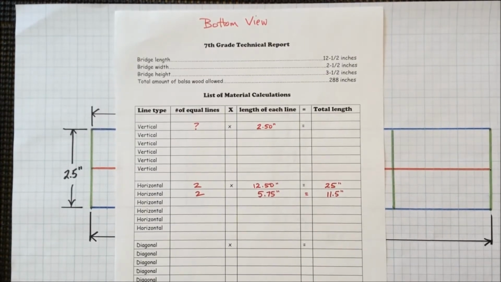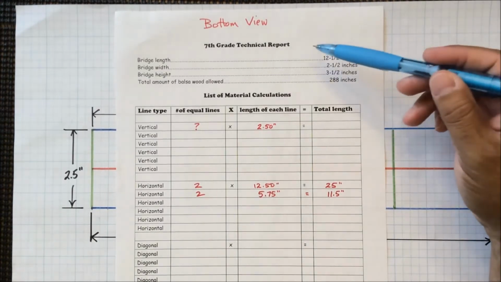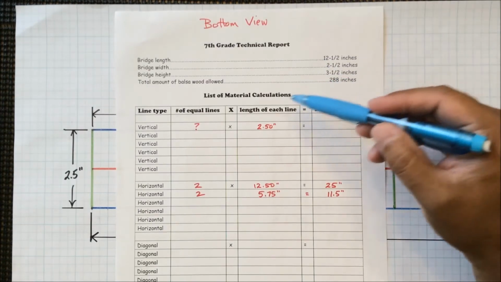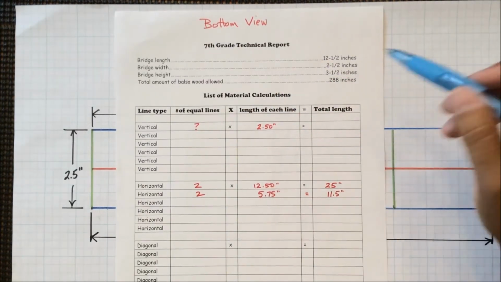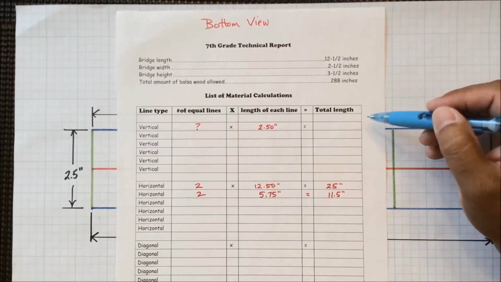Before we can begin measuring your bottom view for your bridge, we first need to take a look at the technical report and the list of material calculations. Here's where you'll be recording all of your measurements for your bottom view, and the same rules will apply for a top view as well.